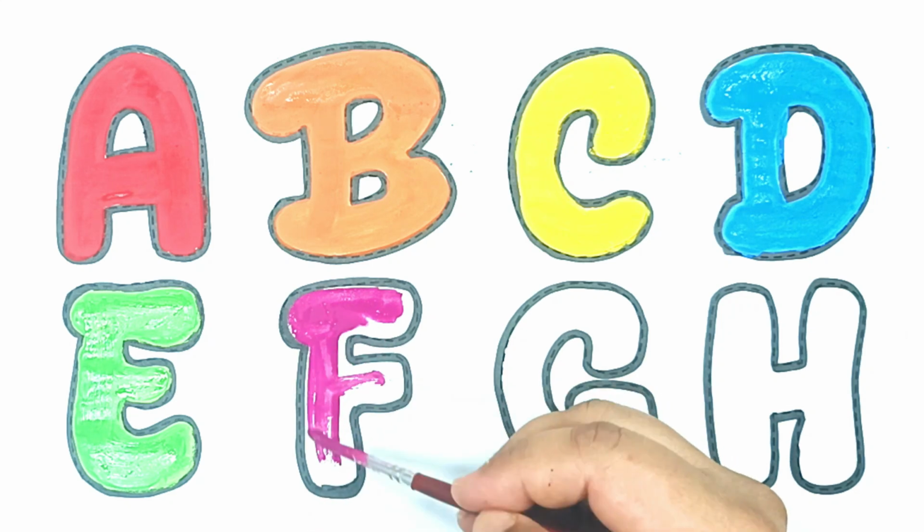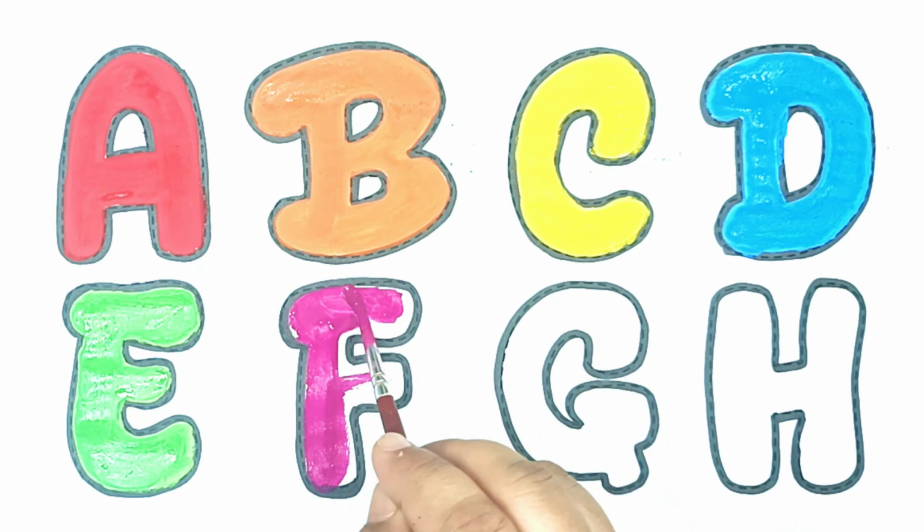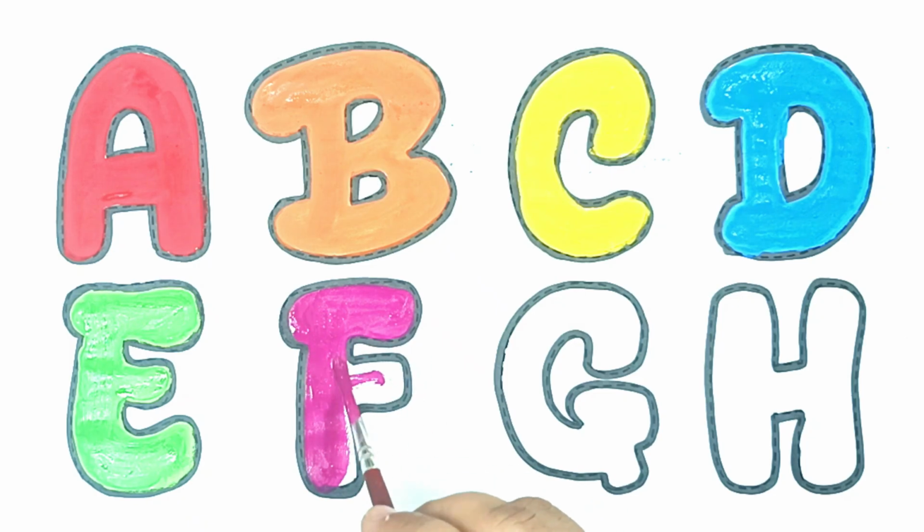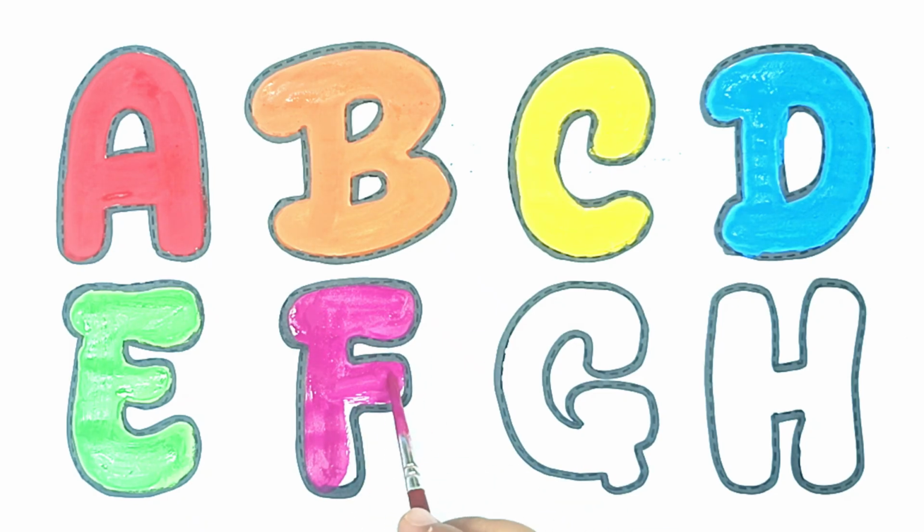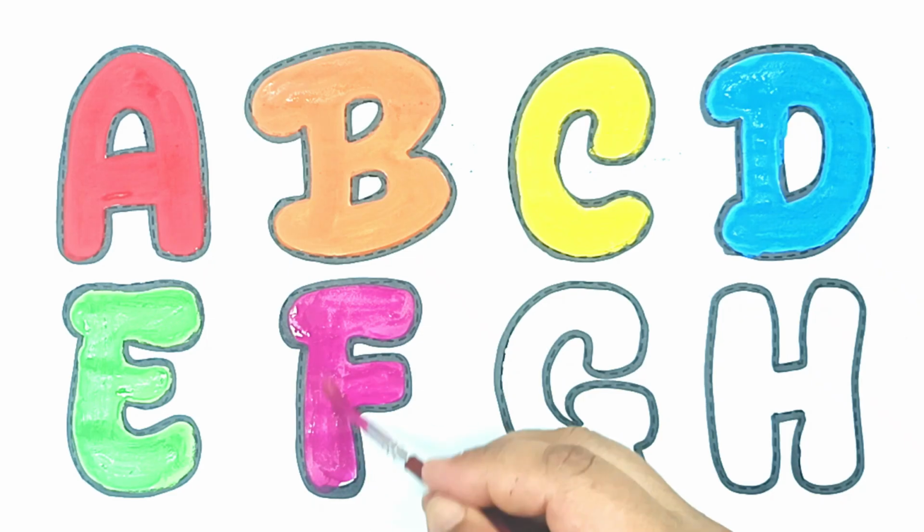F is for fish. F is for flag. F is so funny, when you tell a joke.